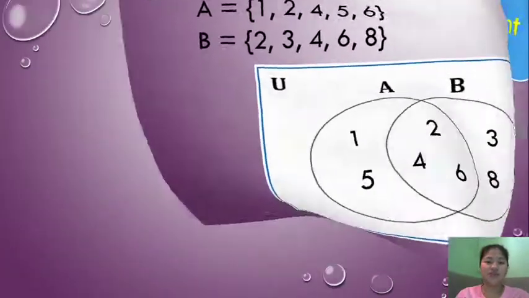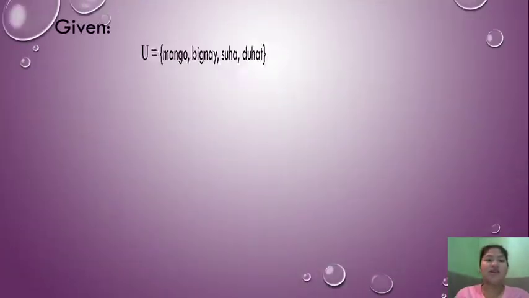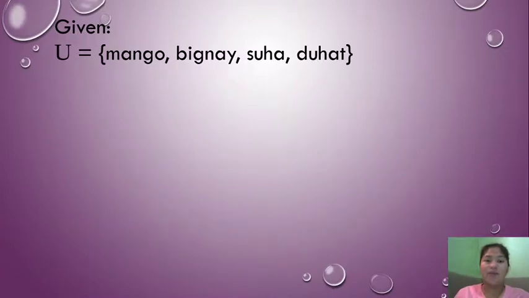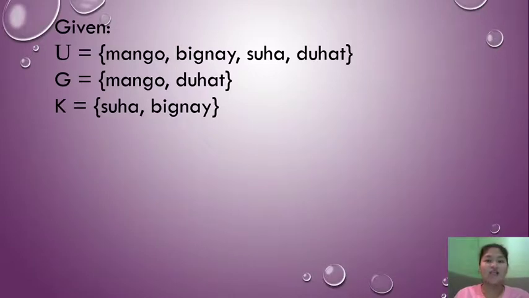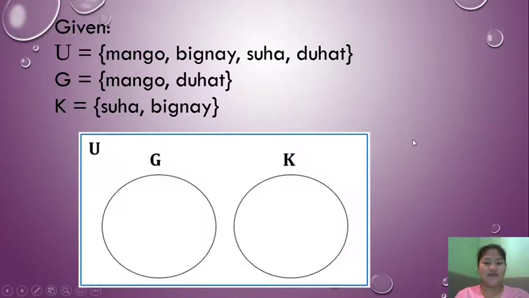For example, number 2. Let's say you are given the universal set contains mango, bignay, suha, and duhat. And then set G contains mango and duhat. And set K contains suha and bignay. So let us examine. As we can see, they do not have any intersection. So if the case is like that, we draw the Venn diagram like this. Yan. Hindi po sila magkadikit kasi wala naman silang intersection. So this is for set G and for set K.